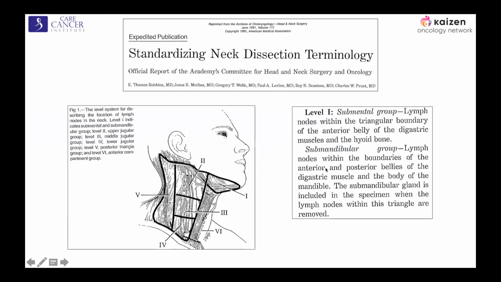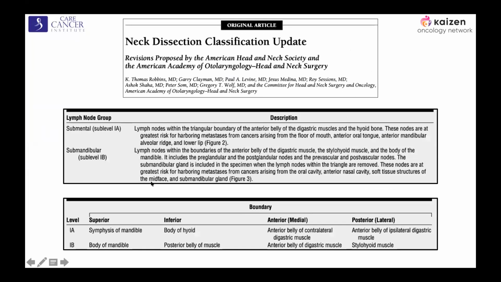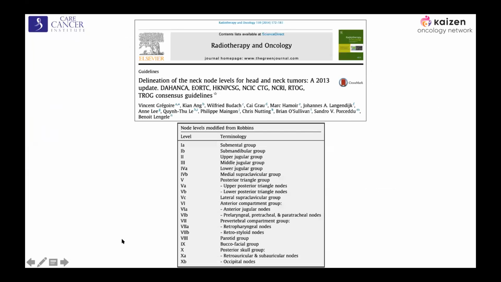So level 1 was again defined by the Thomas Robbins paper in 1991. They did not give a separate number to them. They did not demarcate them, but called level 1 as both the submental and submandibular group of lymph nodes. So the submental group of lymph nodes, basically 1A, as they called it in the subdivision in the update, extends superiorly from the symphysis of the mandible, inferiorly up to the body of the hyoid bone, and it lies between the two anterior bellies of the digastric. Level 1B basically lies between the anterior belly and the posterior belly of the digastric.